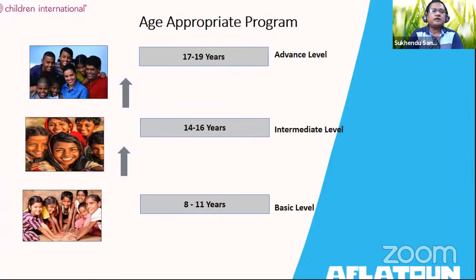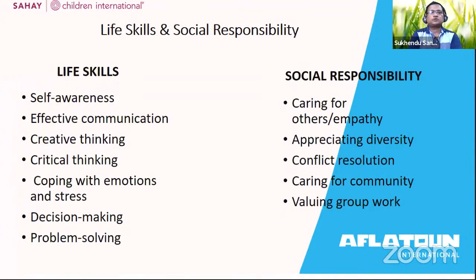Keeping in mind those ideas, we have framed all our programs in 3 categories. Through a few basic programs, we want to develop the basic level of life skills, and for those we have set the age group of 8 to 11 years. Above that, the intermediate level, we have set 14 to 16 years, and above that the advanced level of skills, and for them the age group of youth is 16 to 19 years. So all the programs we are implementing at Children International SAHAY are age appropriate programs, and through them, under empowerment, we want to develop certain life skills and certain responsibility.